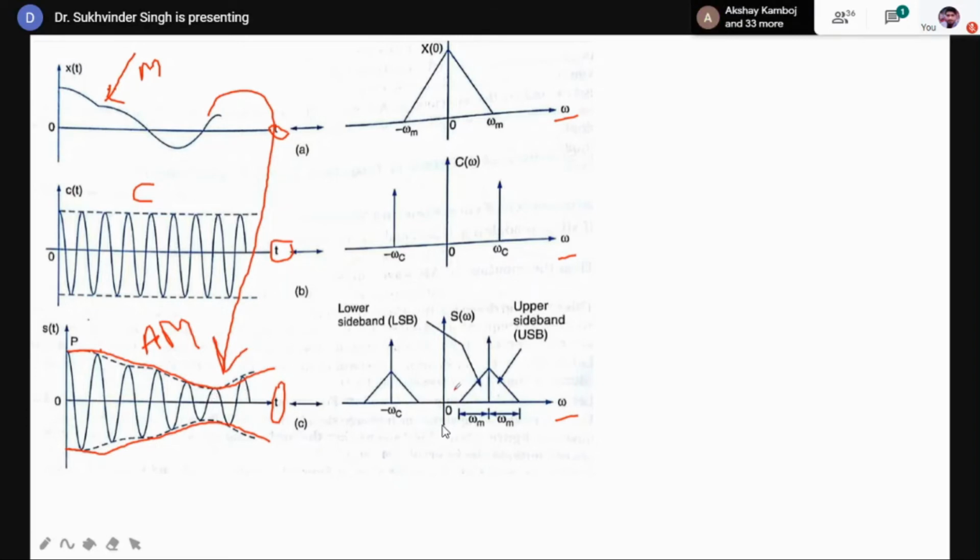In the case of the frequency domain, we can say that after superimposition, or after amplitude modulation, we will get two types of frequencies: frequencies which spread around plus minus omega c, and frequencies which lie between twice omega m, which is the bandwidth of the modulating signal.